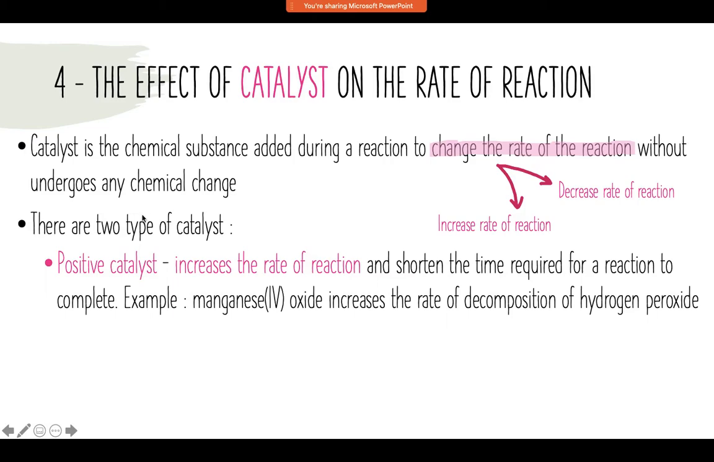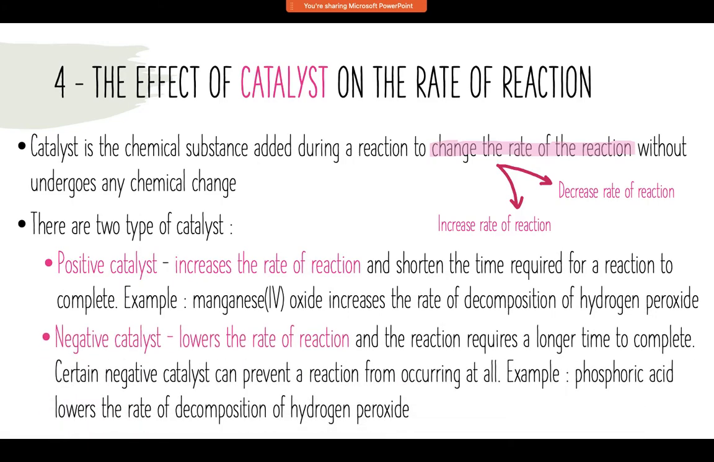So we have two types of catalyst, namely number 1 is the positive catalyst. So for the positive catalyst, it is a catalyst that increases the rate of reaction and shortens the time required for a reaction to complete. Example, for a positive catalyst, we have manganese 4 oxide. Formula dia adalah MnO2. So this manganese 4 oxide, sebab dia adalah positive catalyst, so it will increase the rate of decomposition of hydrogen peroxide, H2O2.